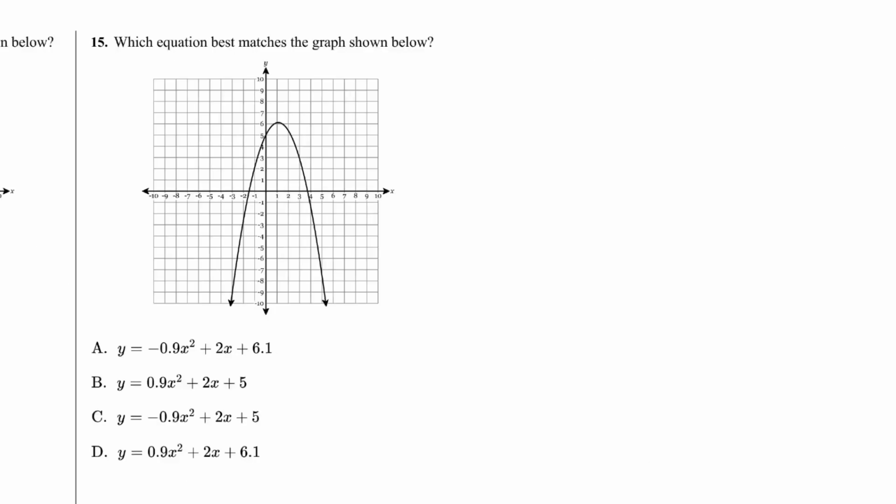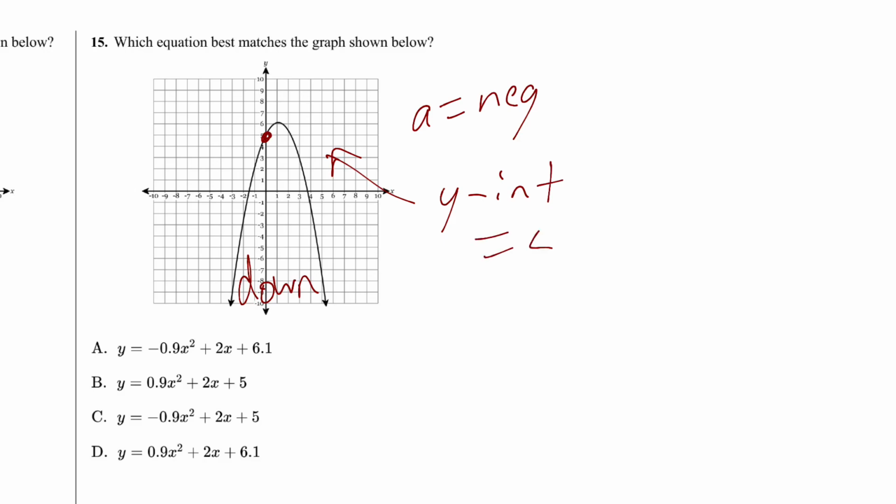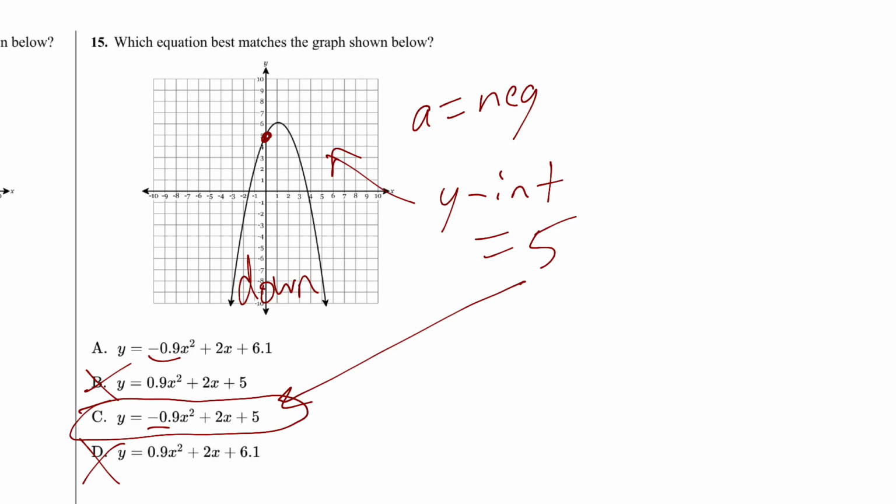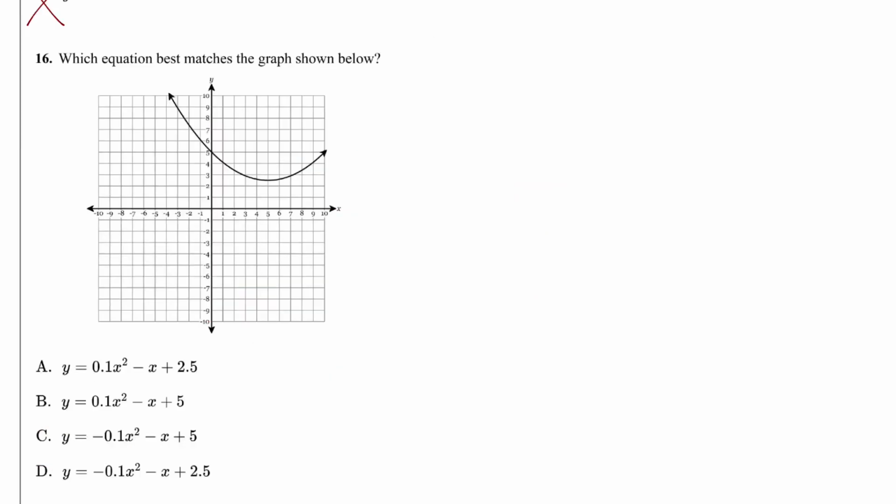This one is written in standard form. So my a value is going to be negative because it opens down. And my y-intercept is equal to 5. So I'm looking for not these, but one that has a negative a value, and then my y-intercept has to show up in the equation. Choice C.